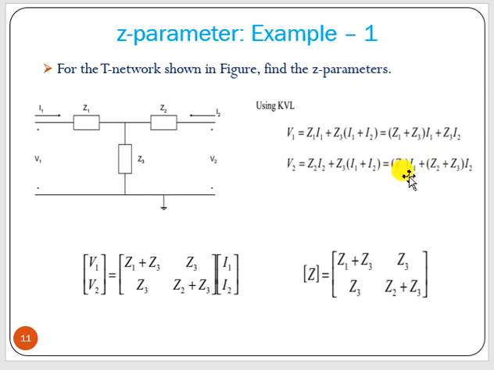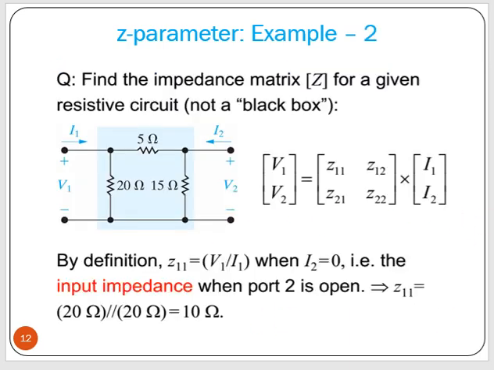Then you can write this equation in the form V1 equal to I1 Z11 plus I2 Z12, V2 equal to I1 Z21 plus I2 Z22. So we can find the Z parameter values. Now let's take one problem. Say this is a circuit, and you have to find the Z parameters. This is the Z parameter written in matrix form.